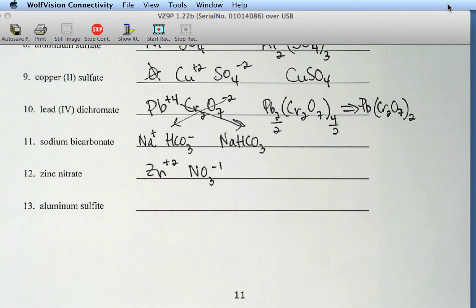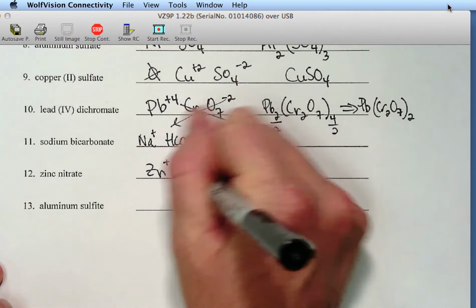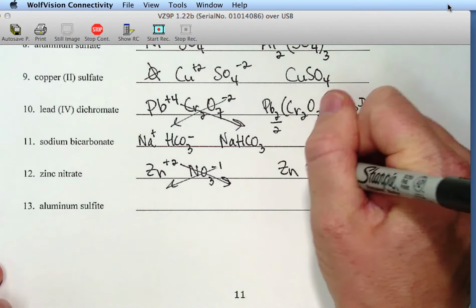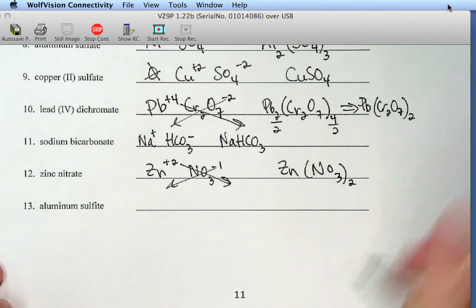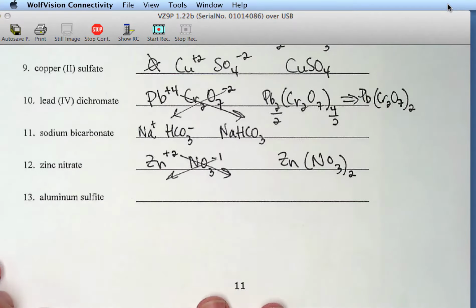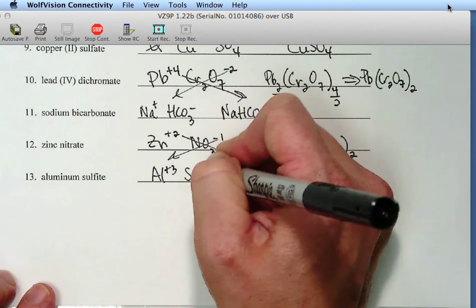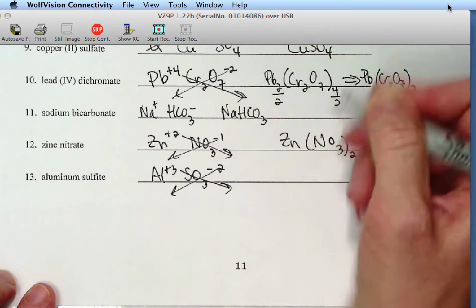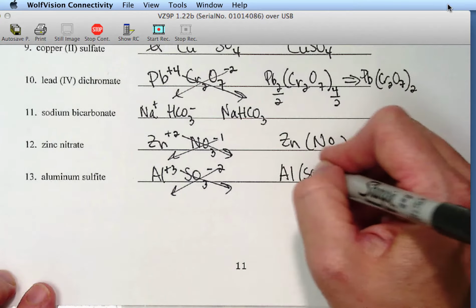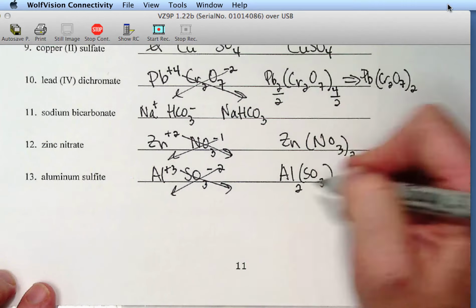Gallium, indium, cadmium. Indium. So if there's just one number written above, then you don't have to put the Roman numeral. So you do the cross and drop, and you come up with zinc nitrate, Zn(NO3)2. And then the last one, aluminum sulfite. Cross and drop, and it's Al2(SO3)3.